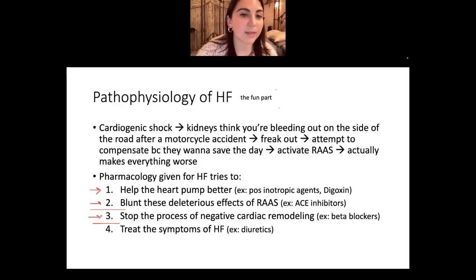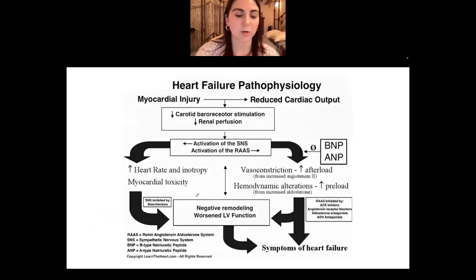So you would give something that would stop this process, which can sound a little counterintuitive, but we'll go into it. Like a beta blocker, and you're like, why would I give a beta blocker to someone in heart failure? We'll talk about it. Or you can give something that will just make the patient feel better, like a diuretic, which treats the symptoms of heart failure. Okay, so these are the classes I want you to think about in terms of pharm for heart failure.